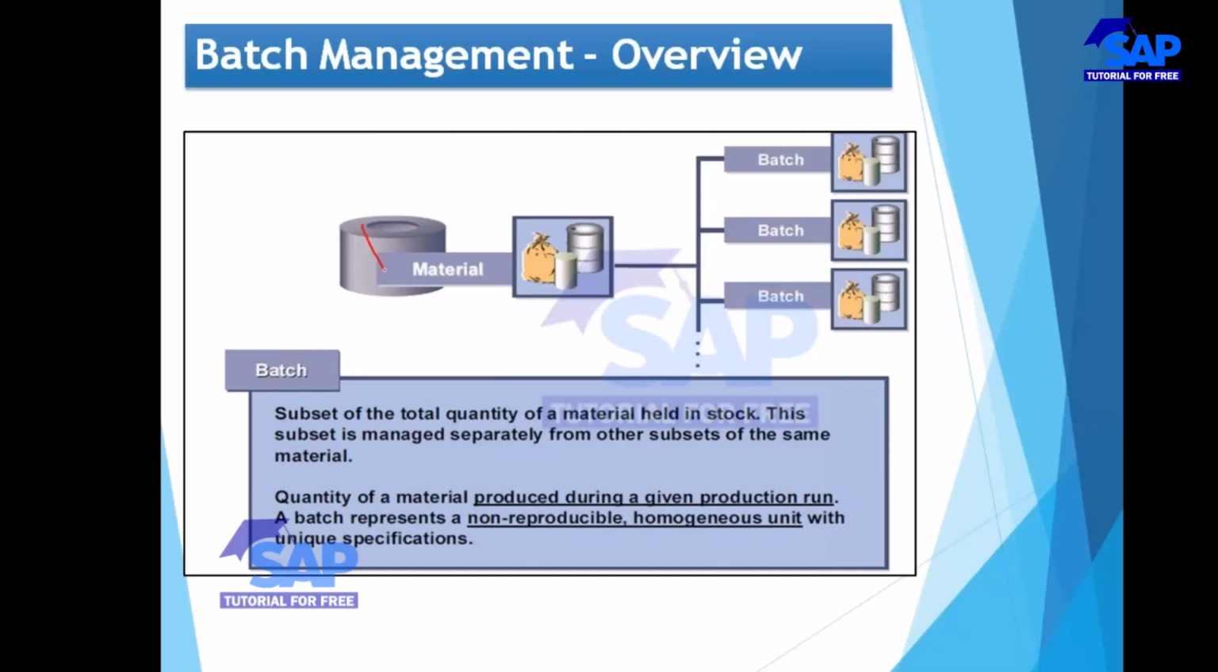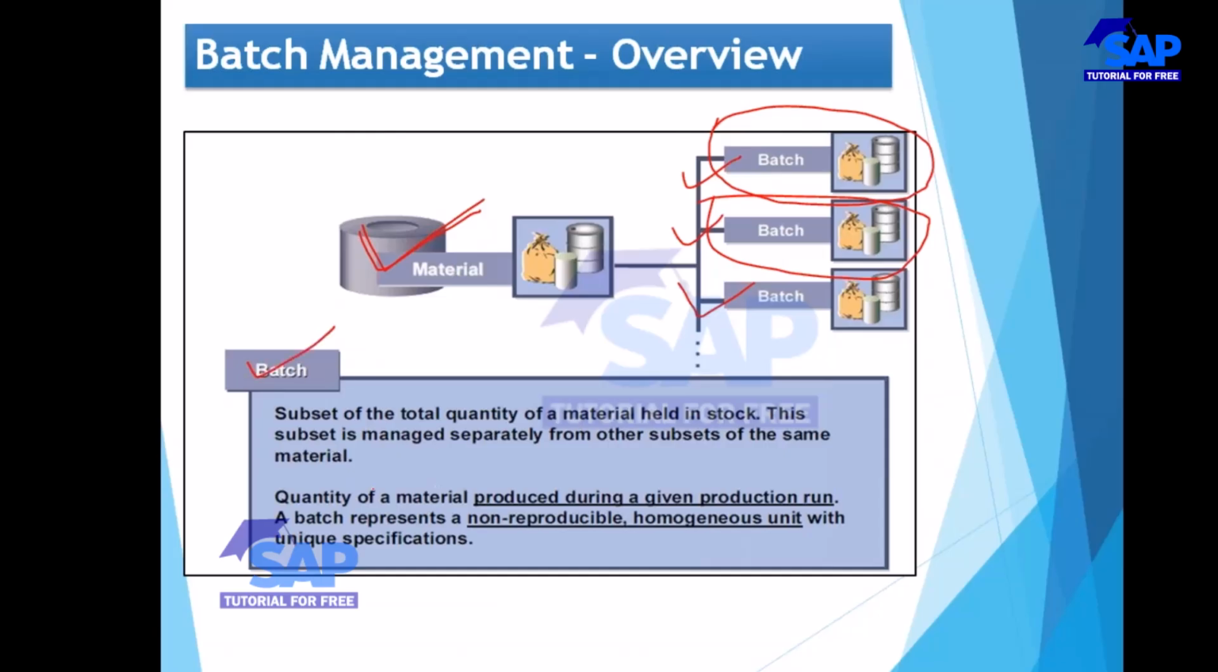Suppose let's say you have a material, and every day you are producing it. The quantity which you produce on a particular day, you will identify with a batch. That's the normal scenario. The next day you produce some other quantity, which you identify with a different batch number. Basically, the batch is used to identify the stocks of a particular material, to differentiate it from other stocks of the same material. Your material will be the same, but the batches will be different. It's basically for identification: which quantity is produced on which date, at which time.